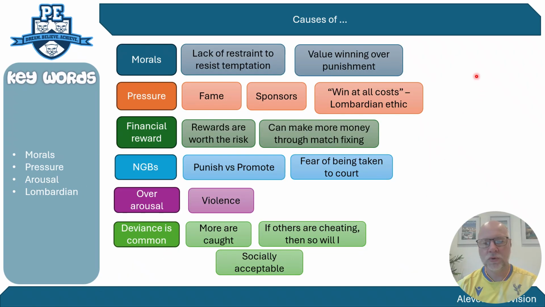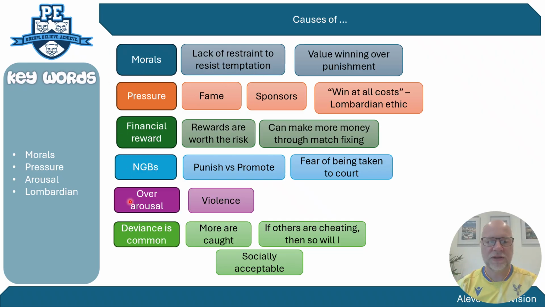So what are the causes of deviance in general? Now, remember, we could talk about deviance, so cheating, foul play, any of those areas that we looked at, or you could bring in performance enhancing drugs. That is still deviancy. So these causes are similar to performance enhancing drugs if it was a standalone question, or just deviancy in general.